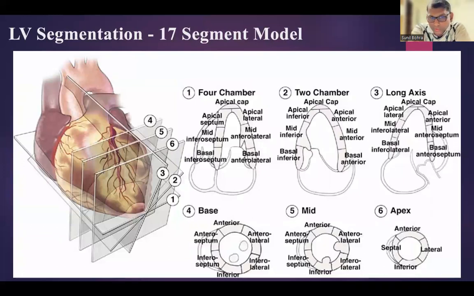So before I go to the wall motion abnormality evaluation, we should be aware of the LV segmentation, which is very, very important, and the basis of our description of the wall motion abnormalities.